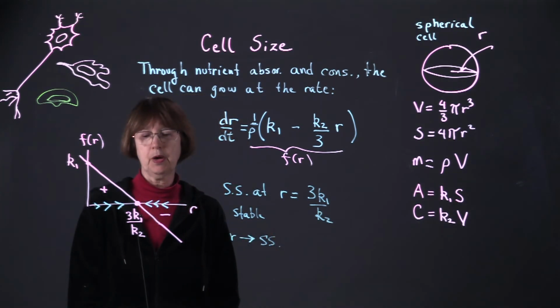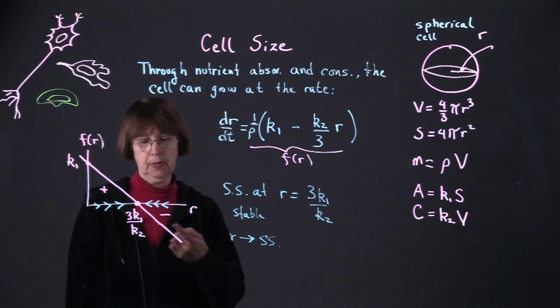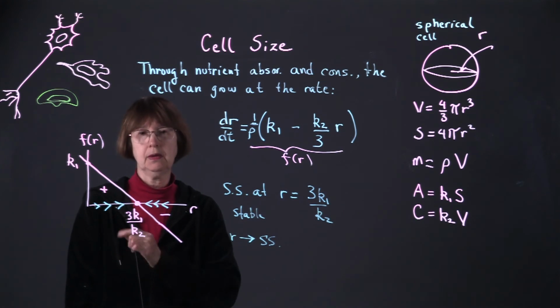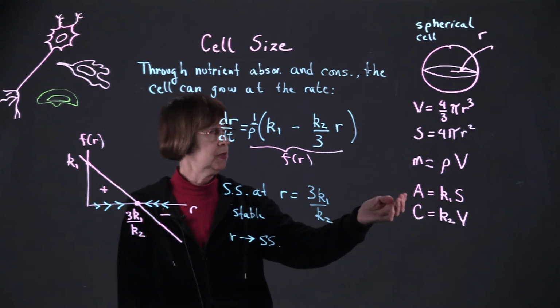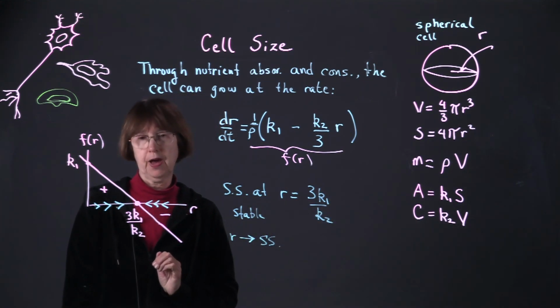To summarize, by writing a balance equation for the cell mass, we obtain a prediction that the cell should always attain its equilibrium state, a steady state, where these two processes do in fact balance.